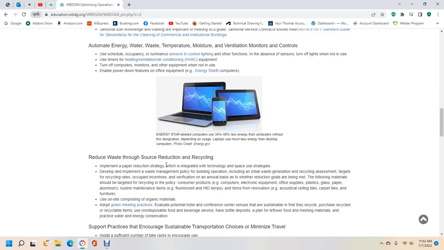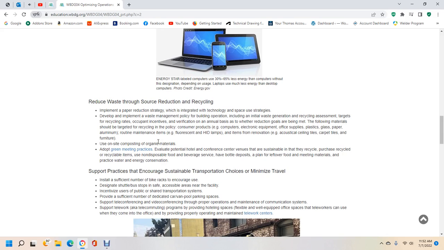Enable the power down features of office equipment. Reduce waste through source reduction and recycling. Implement a paper reduction strategy integrated with technology. Develop and implement a waste policy, with building operations including waste generation and a recycling assessment. Target recycling waste, raise occupant awareness, and provide incentives, with analysis based on reduction goals being met.